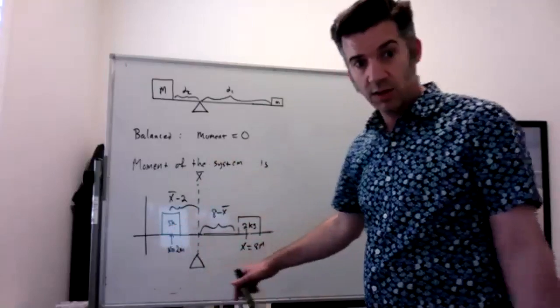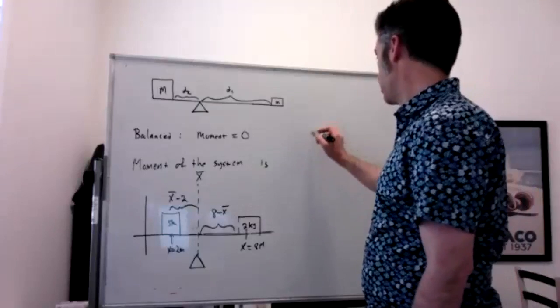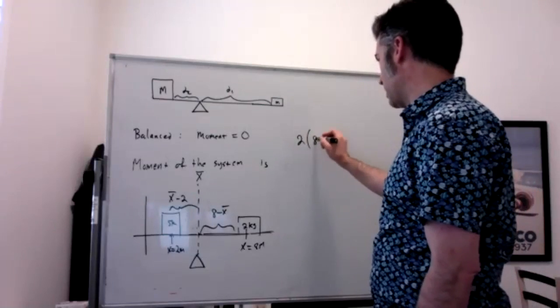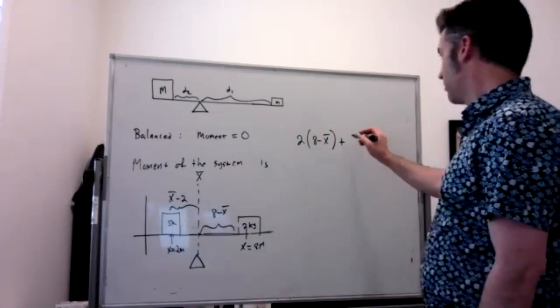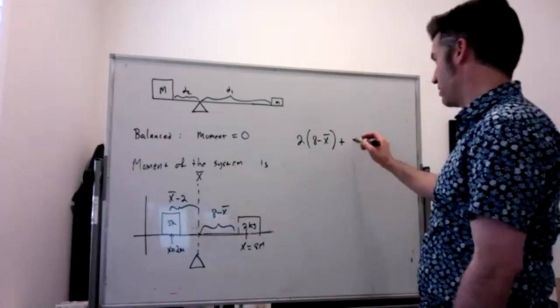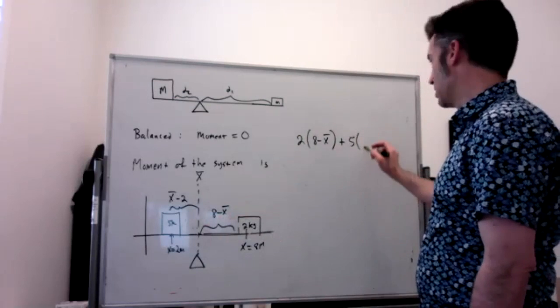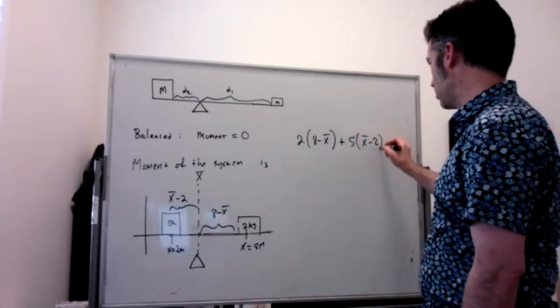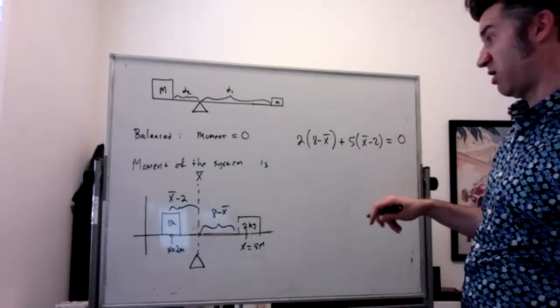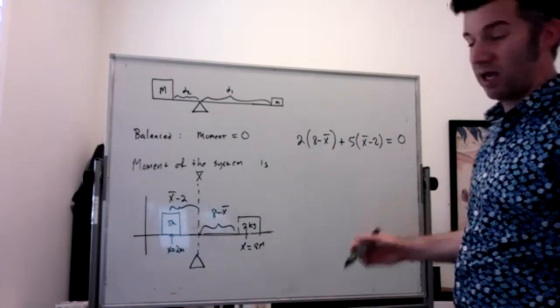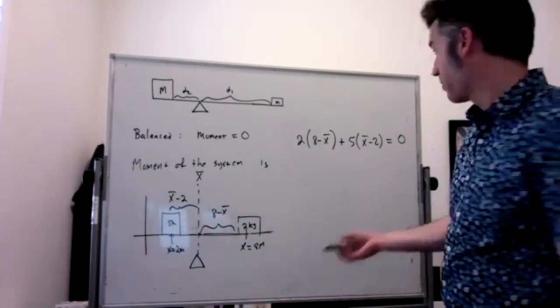moment equaling 0. So we should have that 2 times 8 minus x bar plus 5 times x bar minus 2 should equal 0, assuming I've done this correctly. Okay, let's solve for x bar.